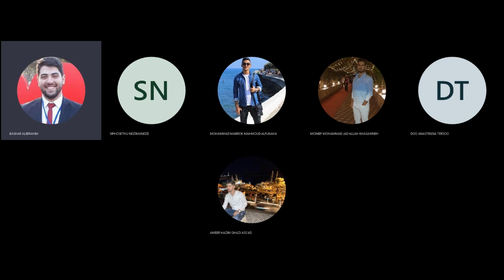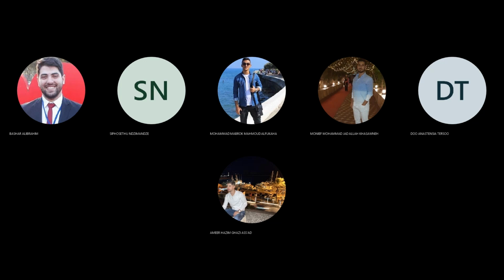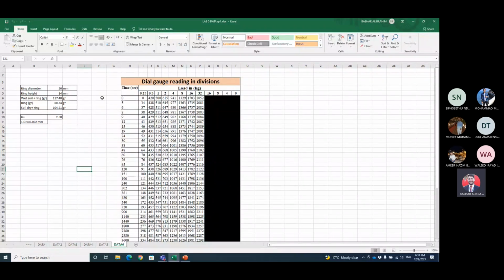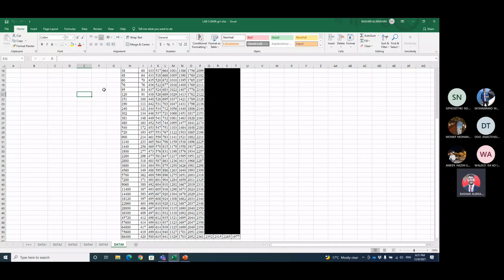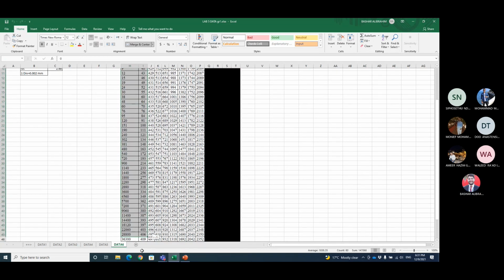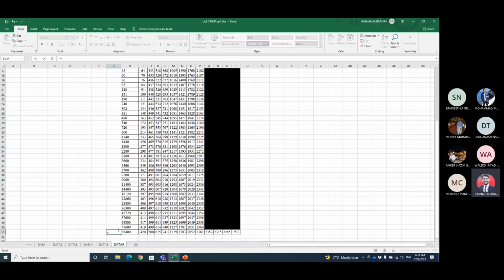Okay, let me share my screen. Okay, so here we have a data sheet from previous semester. As you can see, we take reading with respect to time. So here time is in second. We took reading. If I check how much this is by dividing by 3,600, this is 24 hours, okay? So we have many readings.